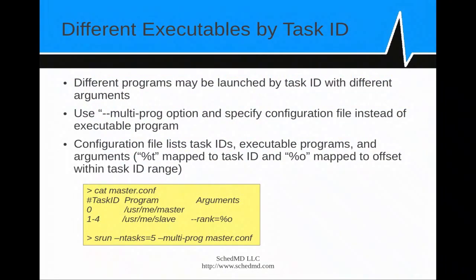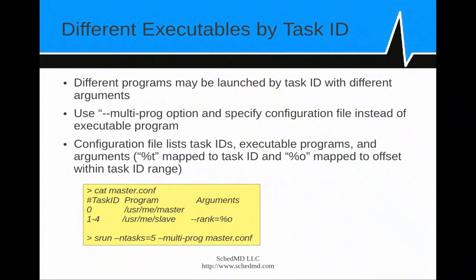Slurm can also execute different programs on different task IDs. So in an example shown below, you might launch 5 tasks, and task 0 runs a program /user/me/master, and tasks 1 through 4 are launching a program called /user/me/slave, and the input to those programs for tasks 1 through 4 is --rank equals whatever the task ID is.